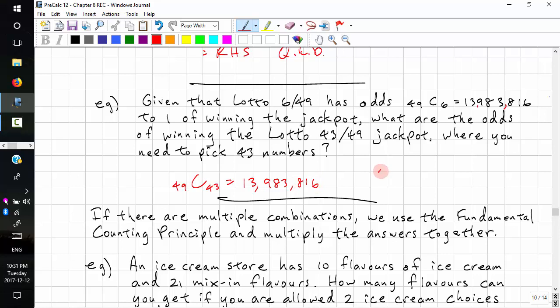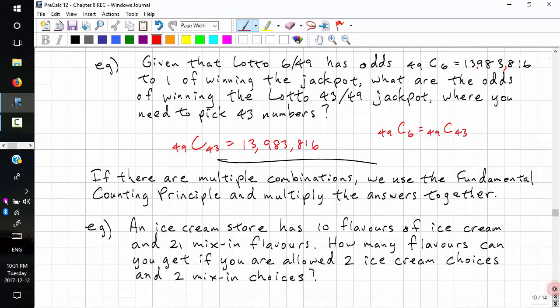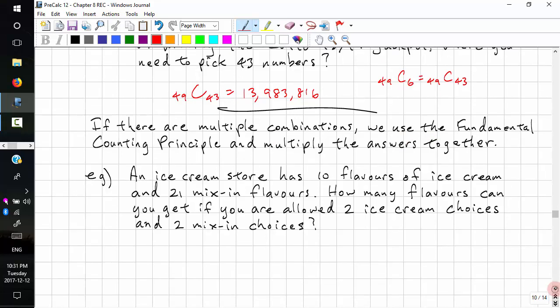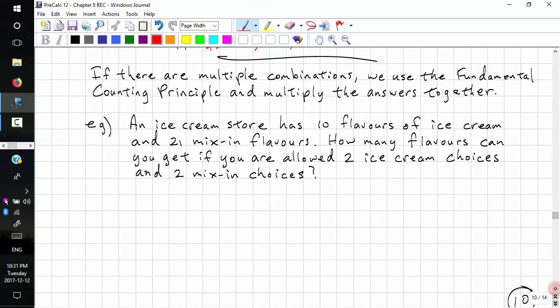So 49 choose 6 equals 49 choose 43. And because we already calculated it, we don't need to calculate it again. We just use the property. If there are multiple combinations, then we use the fundamental counting principle and multiply the answers together. So we're doing arrangements of combinations.